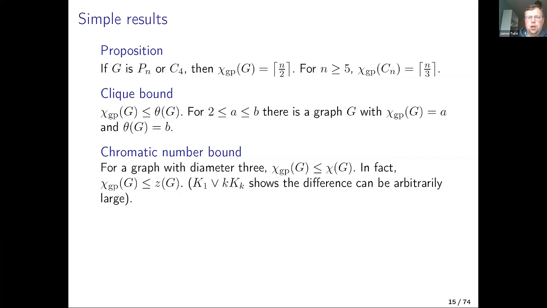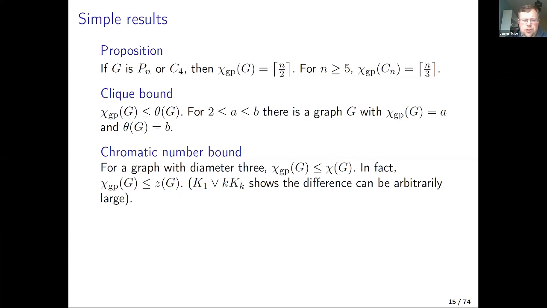Okay, so for a graph with diameter 3, any independent set will be in general position, because if you try and draw a shortest path which contains 3 of them, that would have to have length 4, and I've just set the diameter at most 3, so that doesn't work. So it follows that any proper coloring will also be a general position coloring, and so the GP chromatic number would be bounded above by the chromatic number.